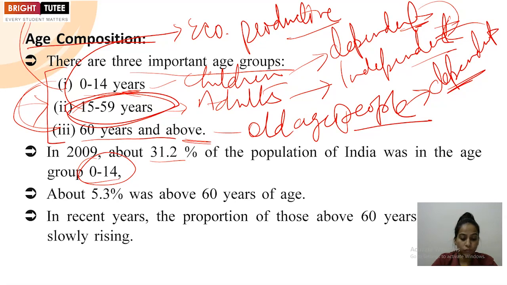In 2009, 31.2% of the population was in the age group 0 to 14 years. So we can see the ratio: 31.2% people were in the age group of 0 to 14 years, and 5.3% was above 60 years of age. Means 31.2 plus 5.3 are the ones who were dependent on the second age group, the ones who are working.